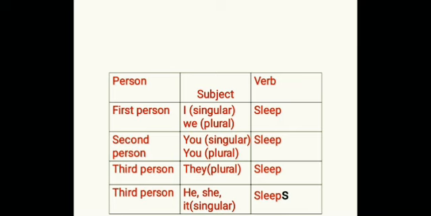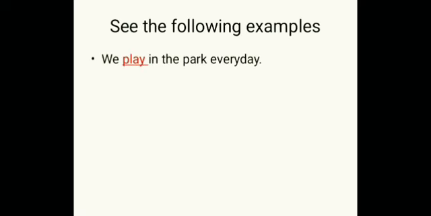Third person he, she, it singular. We add s to the verb because he, she, it third person singular. So when we use subject as he, she, it, we add s to the verb. So he sleeps, she sleeps, it sleeps. See the following examples.